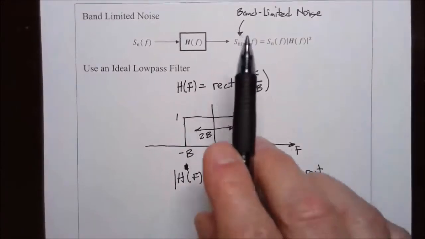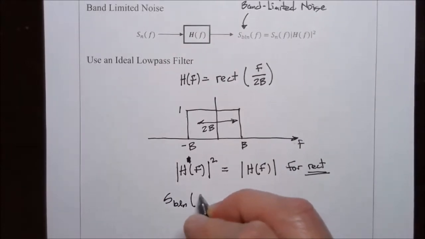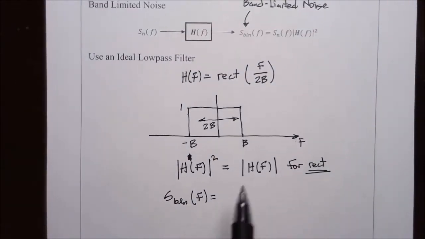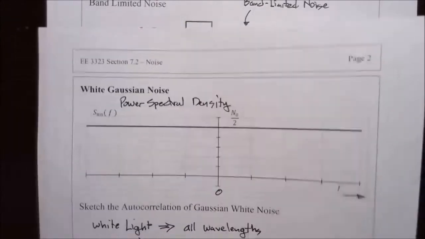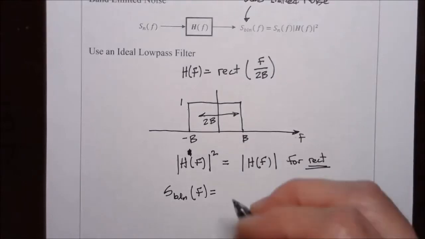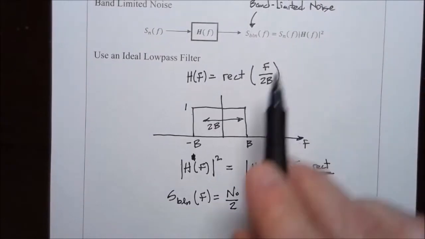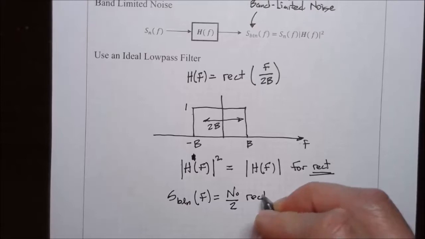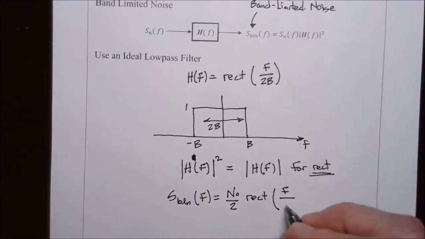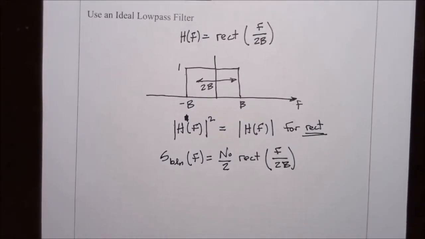But so we can now write the equation for the power spectral density of the band limited noise as a function of f. It is going to be the power spectral density of the input signal, which we saw here, is simply N naught over 2. And then we multiply by the magnitude squared of this linear system transfer function, which is simply going to be rect of f divided by 2B. Okay, so that's quite simple to write.